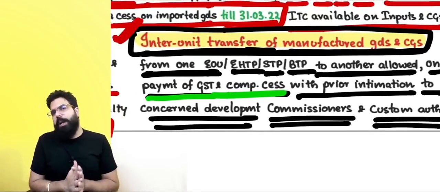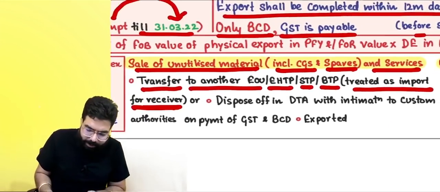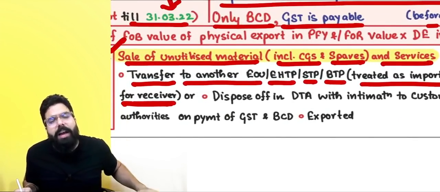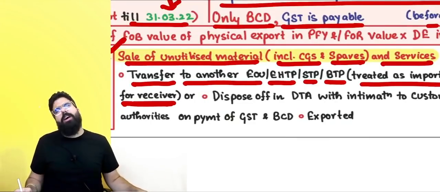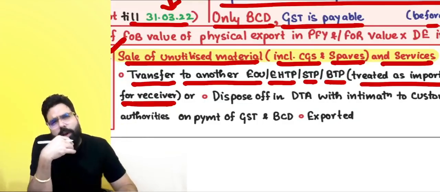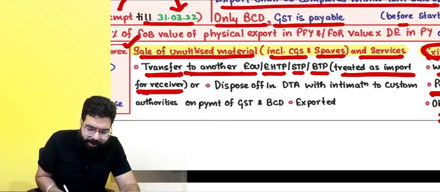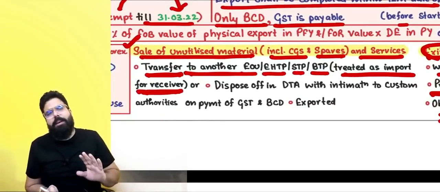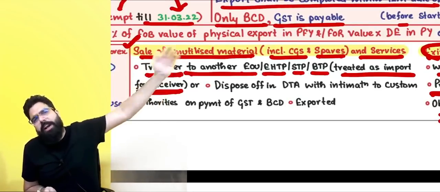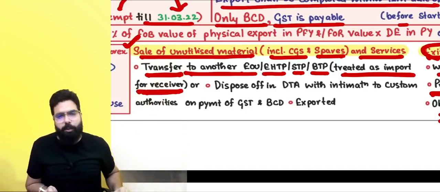inter-unit transfer. Okay, between units of EOU they are transferring. Here they are telling, sir, we have some unutilized material which is there. What to do? You transfer to another EOU. They are telling you can transfer to another EOU and it will be treated as import for the receiver. It means it will be like you have exported it to another EOU because another EOU is going to export it. So it will be treated as he has imported because ultimately he is going to export.